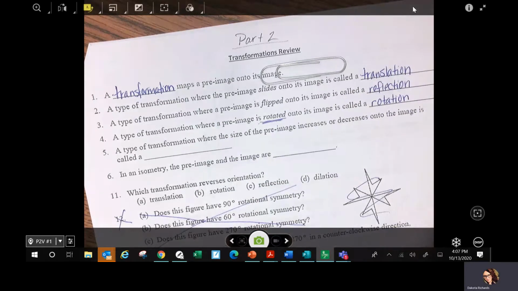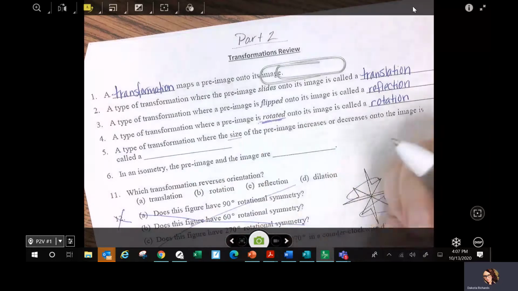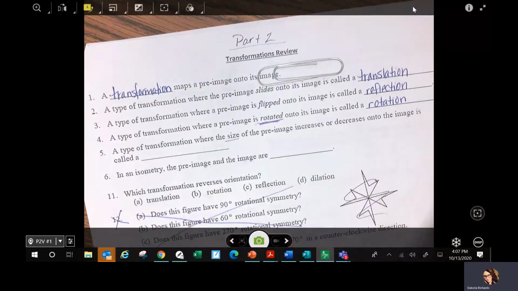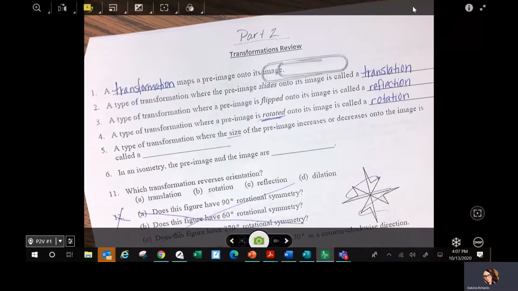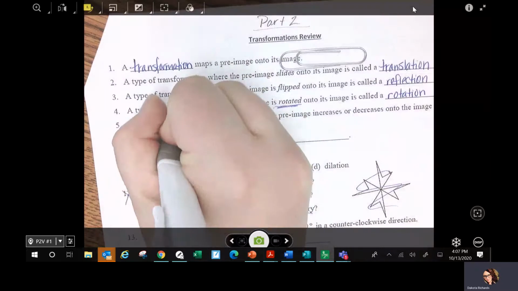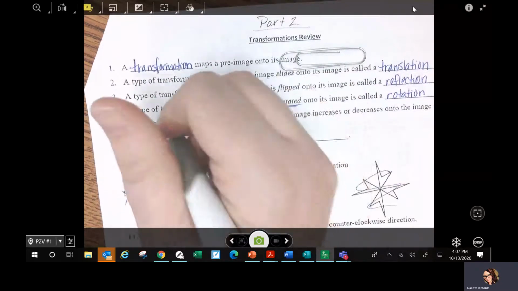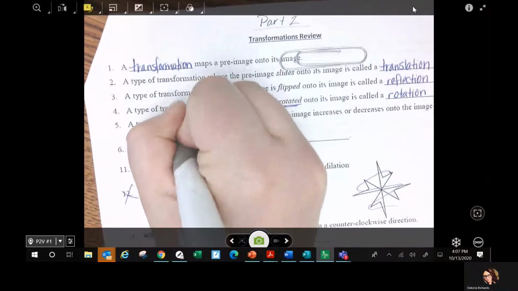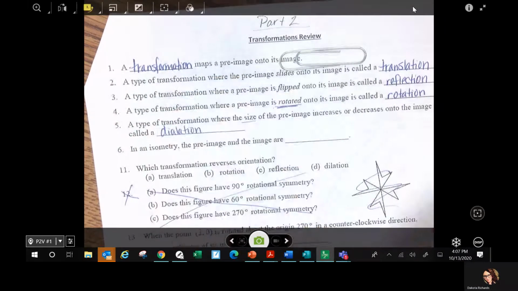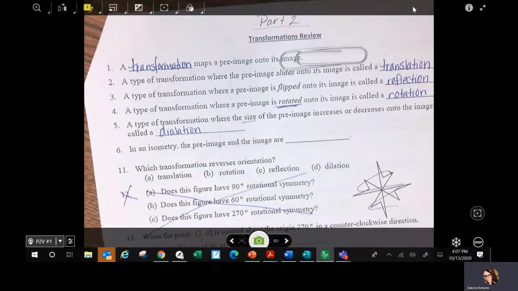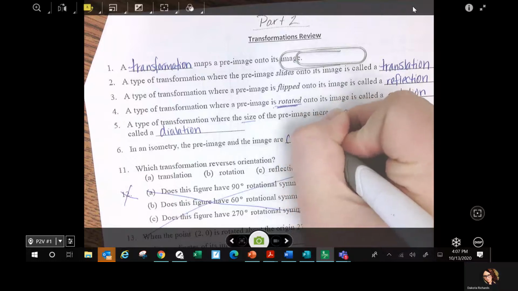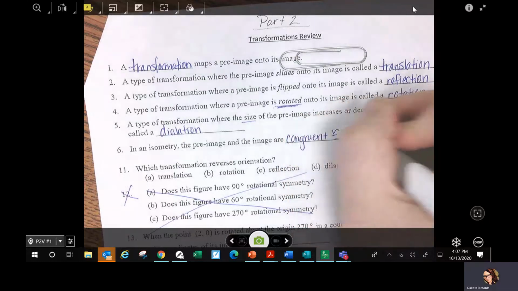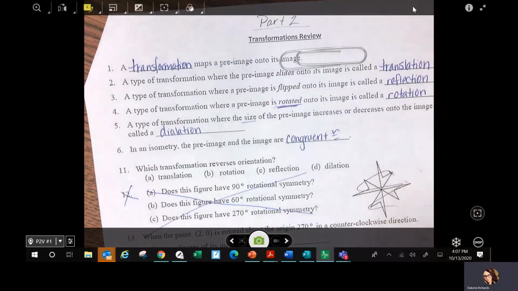So number 5, a type of transformation where the size of the pre-image increases or decreases onto the image is called a dilation. We didn't actually do dilations, we talked about them, but that was called a dilation. We will talk about them after Thanksgiving. Okay. In an isometry, the pre-image and the image are congruent. Or you can make that little symbol if you want. Okay.